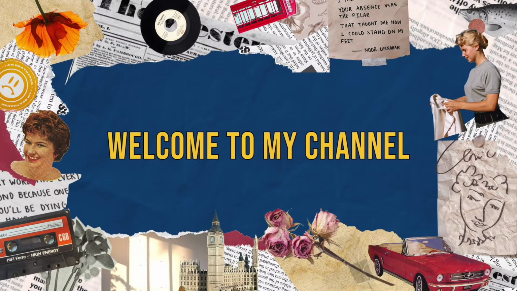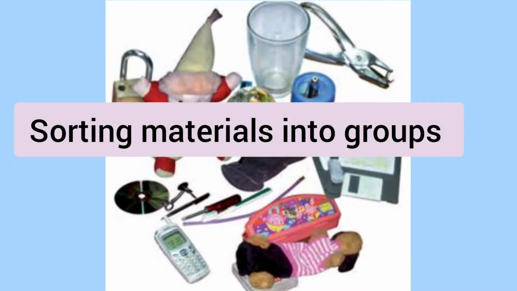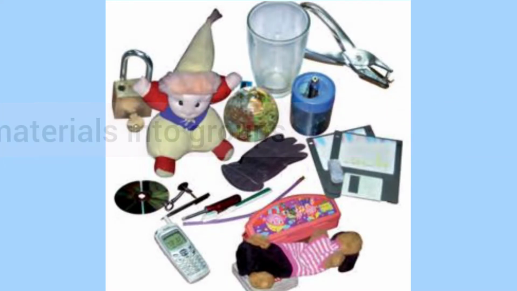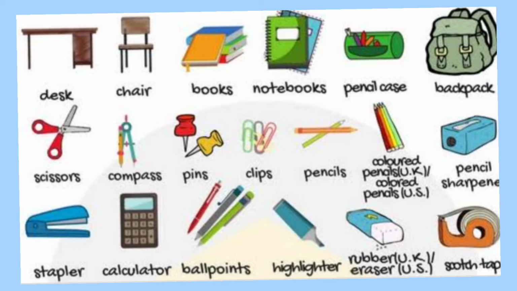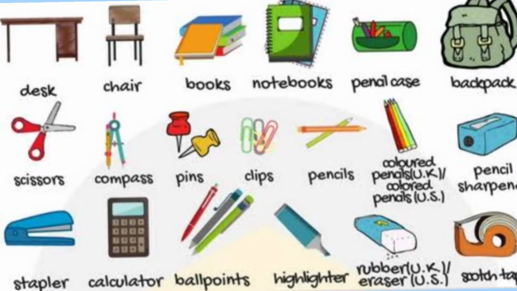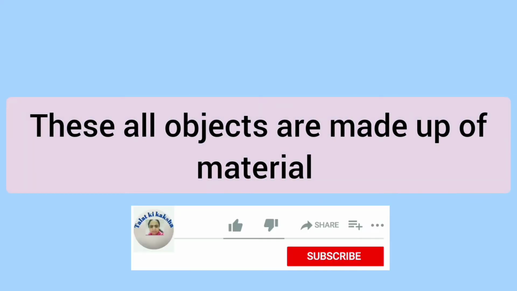Today we will learn about sorting materials into groups. There is a vast variety of objects everywhere we see around us. A chair, a table, books, cars, clothes, toys, food, water and many other things. All these objects have different shapes, colors and uses. All these objects are made up of material.